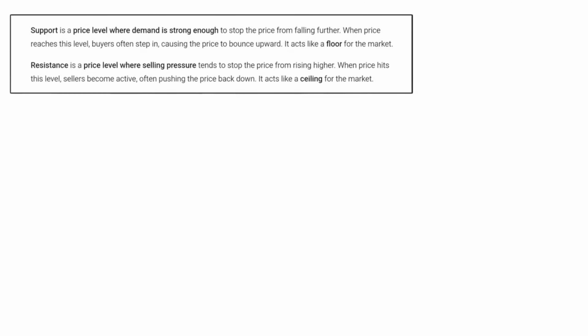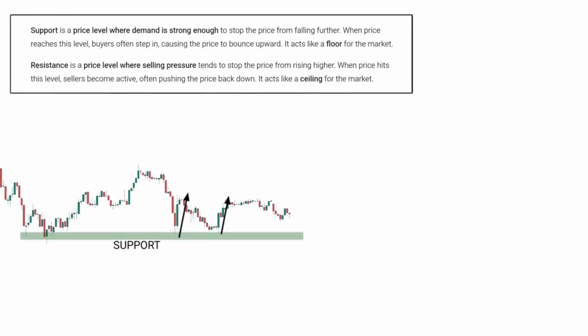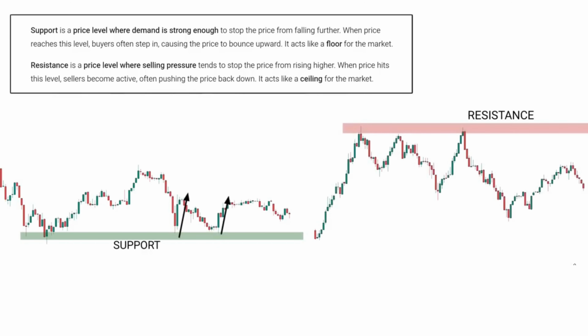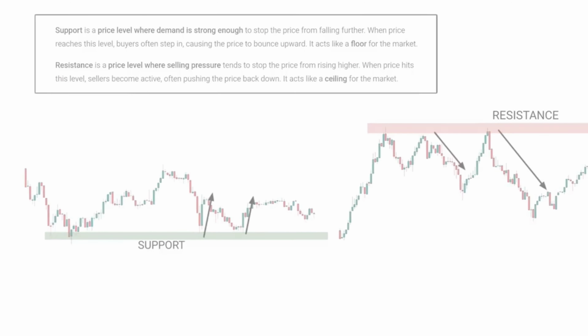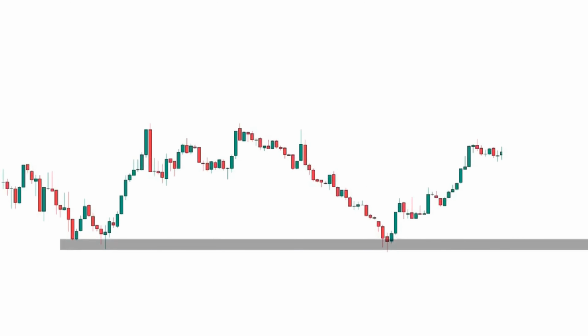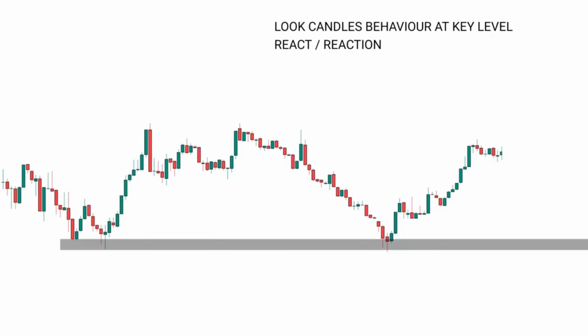Next, support and resistance. Support is a level where price tends to bounce upward, while resistance is a level where price tends to reverse downward. But how do we confirm if price will actually reverse? You need to observe the reaction at those levels. Is price respecting the level? Is it slowing down near the level? Is it forming rejection candles?